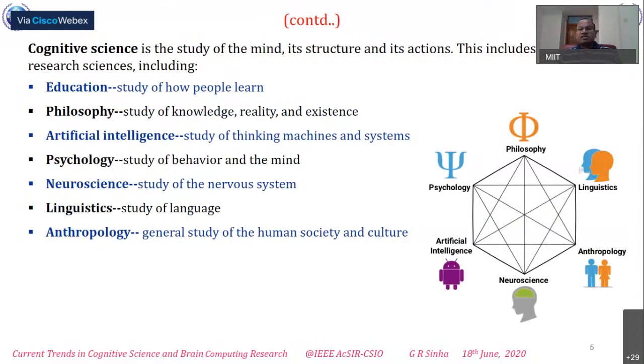Cognitive science, as we discussed in the previous slide, is the study of the mind, its structure and different actions. This includes a variety of research sciences and a number of subdomains. If you go through the table of contents of the book published 3 to 4 months back with Elsevier, you will find that all these domains were covered in different chapters. So these are the different domains of cognitive science. Education deals with studying how people learn, that is how human beings engage in learning activities and learning capabilities. Then philosophy, the study of knowledge, reality and existence. Then AI, the study of thinking machines, and systems that think.